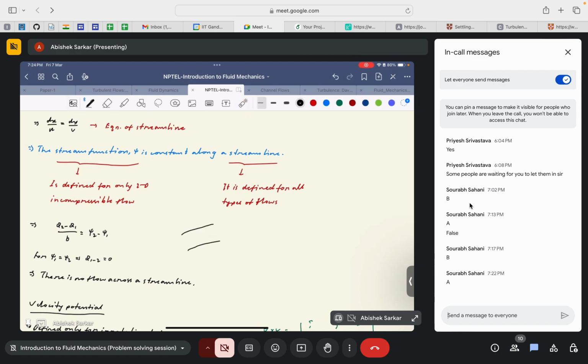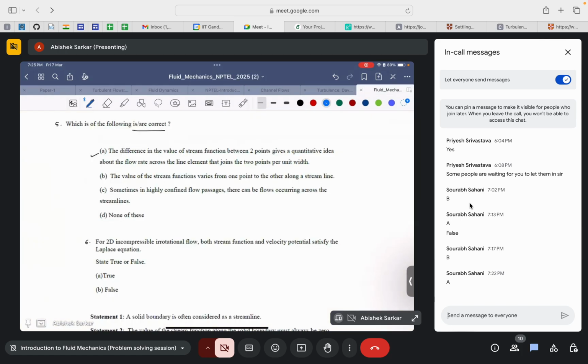So if there are two lines of constant psi, I will just draw it here: psi2, psi1 with some constants c2 and c1. Then the volume flow rate through this region, or more preferably q12 between these two lines per unit width, is given by psi2 minus psi1. And you see that the value of the stream function is constant along a streamline. So statement B becomes incorrect. The value of the stream function remains constant along a streamline.